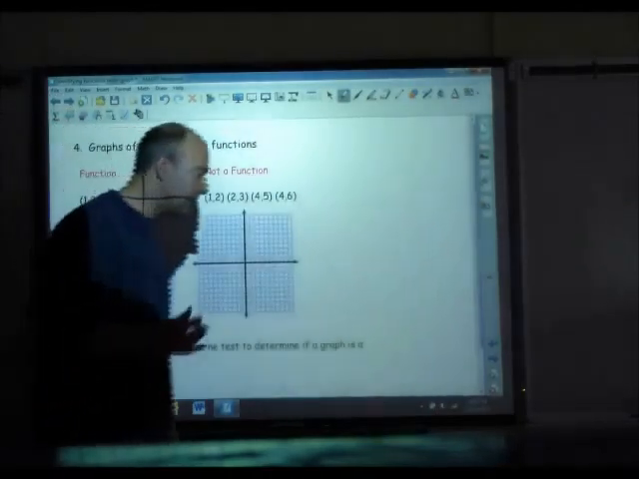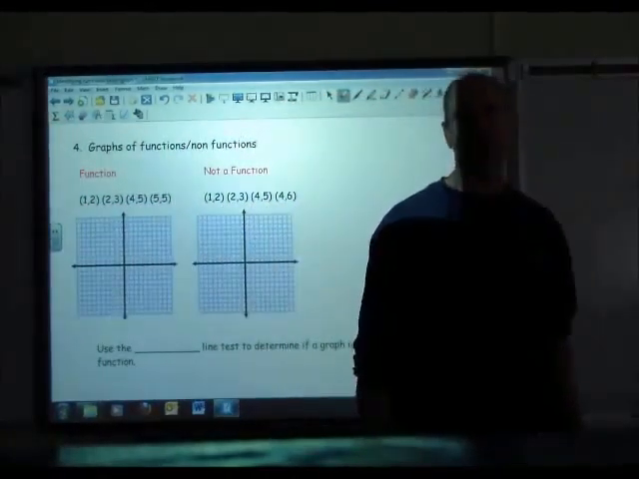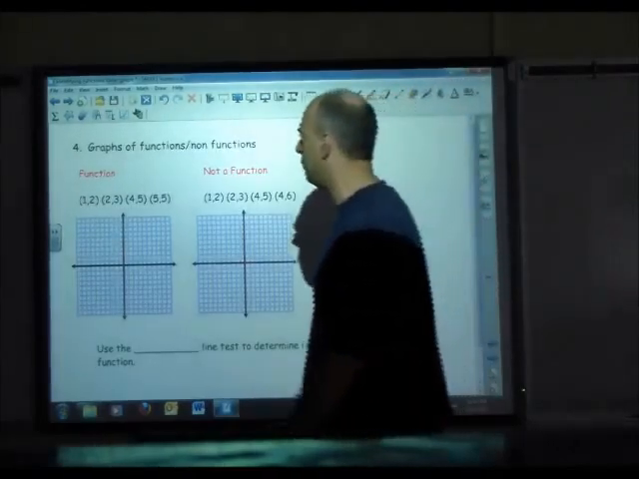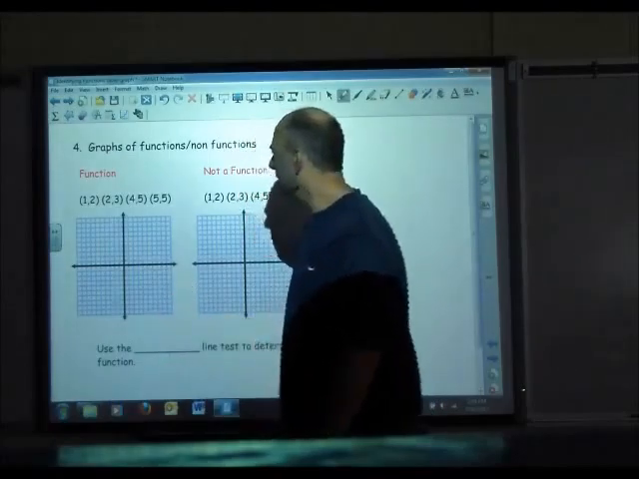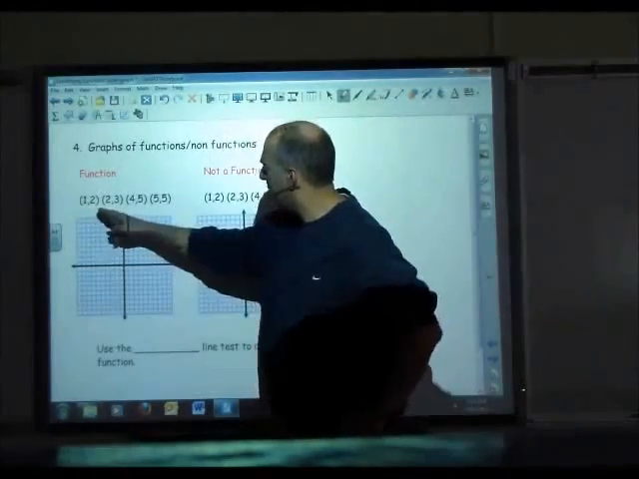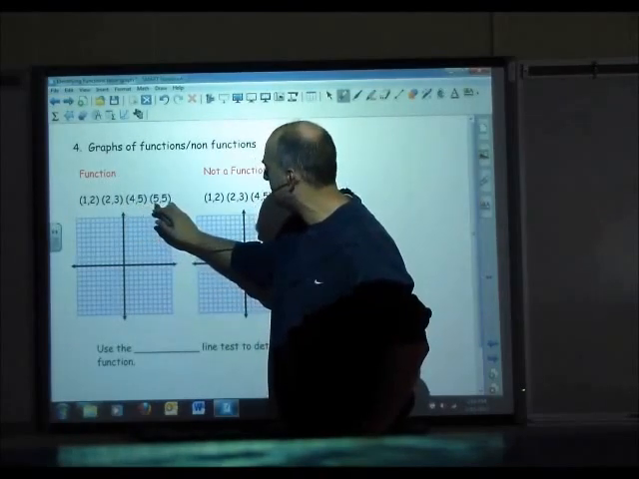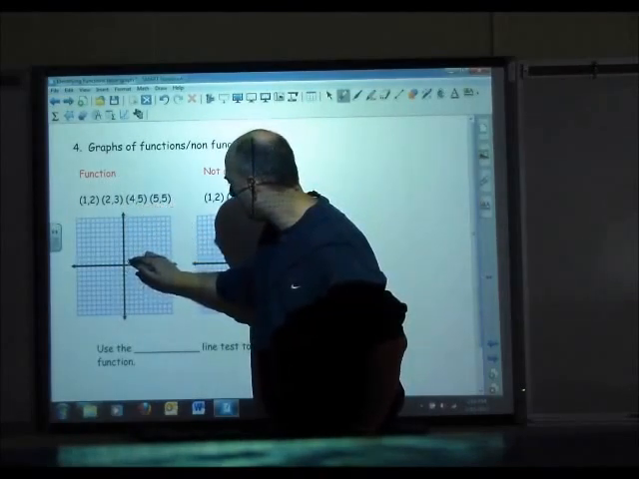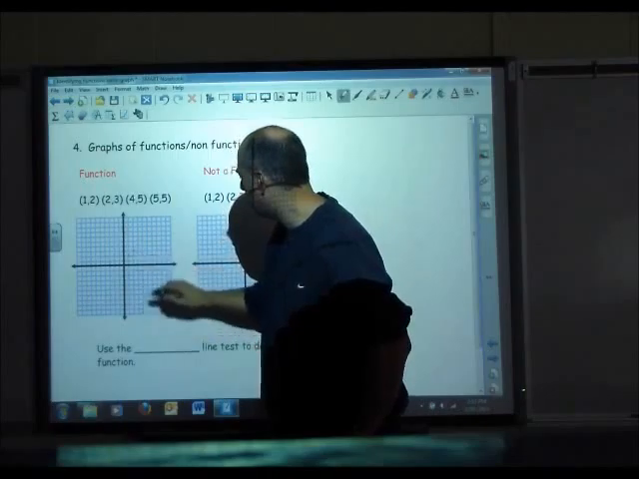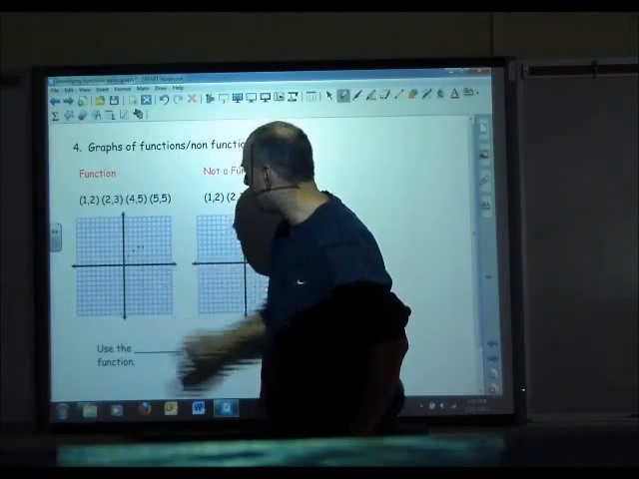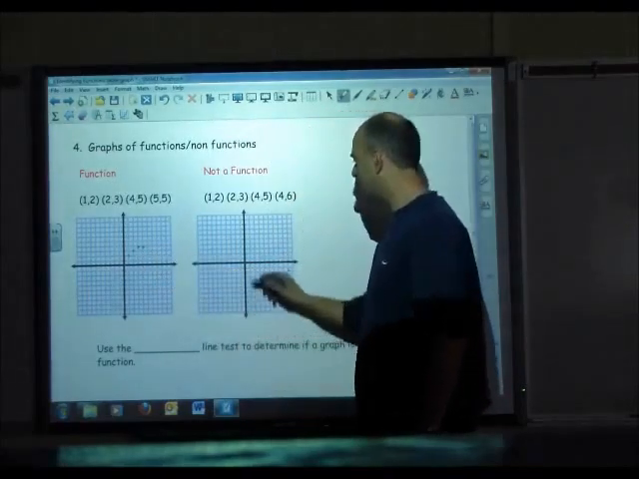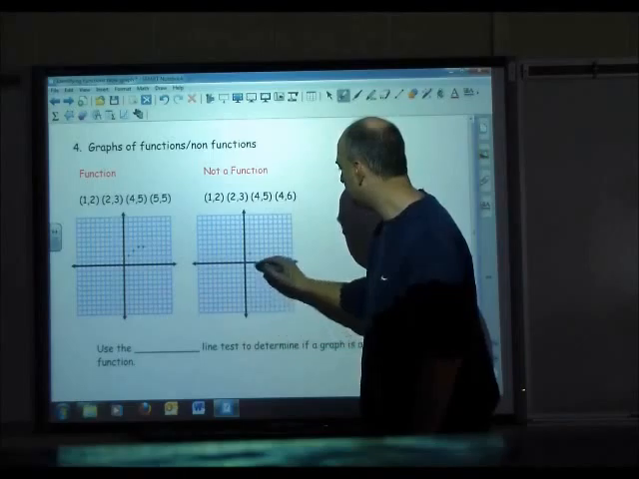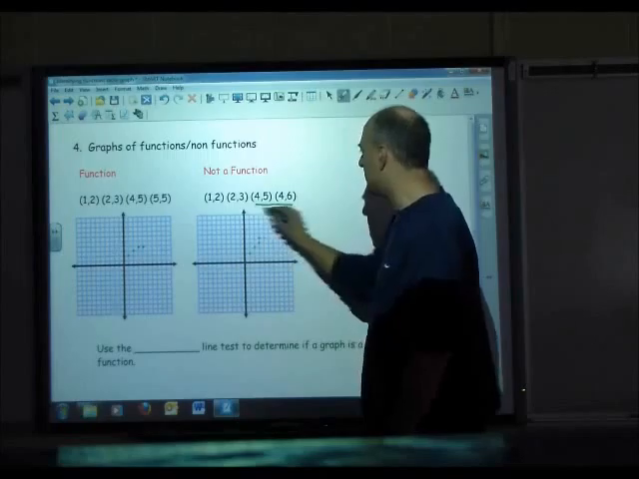Now, as far as graphically determining whether you have a function or not, there's a really easy way to prove whether a graph is a function or not. So if I look at these right here, and I look at every input is different, I'll plot these real quick. 1, 2, 2, 3, 4, 5, 5, 5, and that's not a problem. I can have 4 and 5 both leading to 5. Second one, 1, 2, 2, 3, 4, 5, 4, 6. And right now you see that's a red flag.